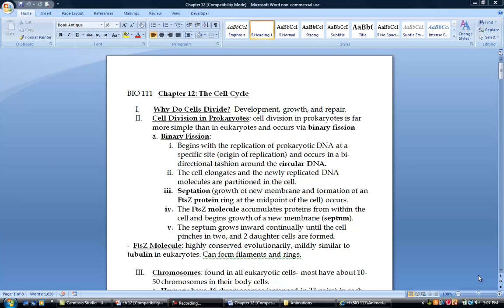All right, chapter 12, the cell cycle. So this chapter is going to be about mitosis. Mitosis is when the cells are going to divide. And there's three reasons why they would ever do that, and you've got them listed right here.